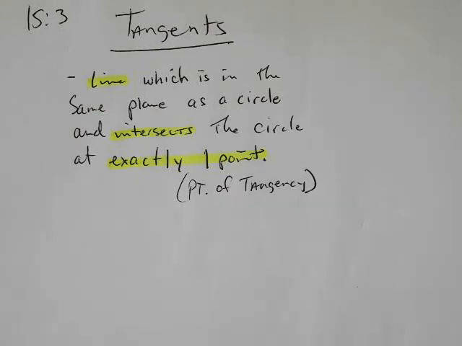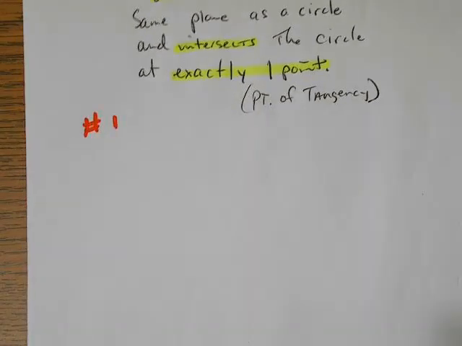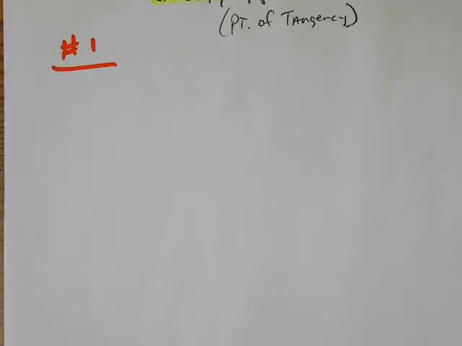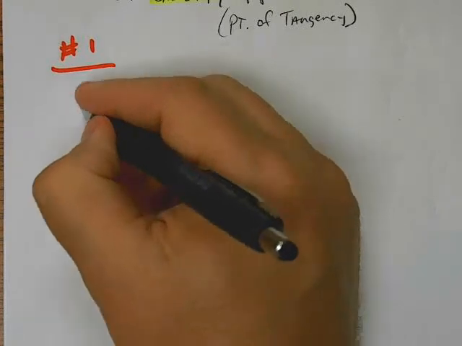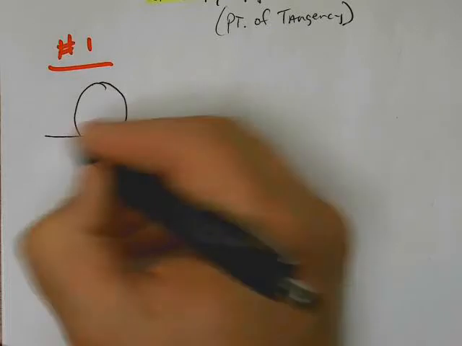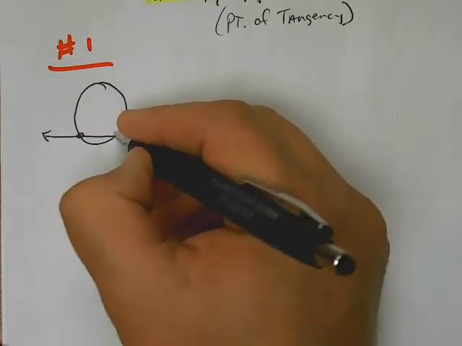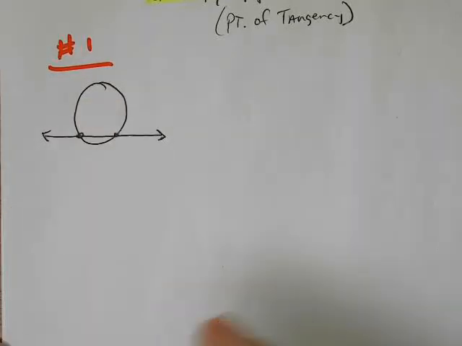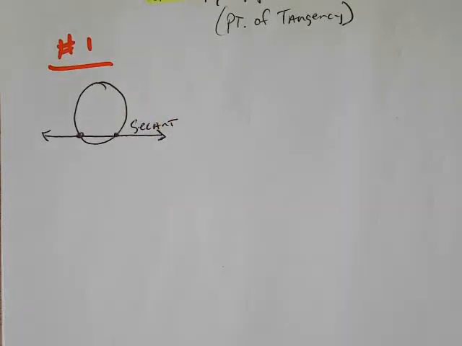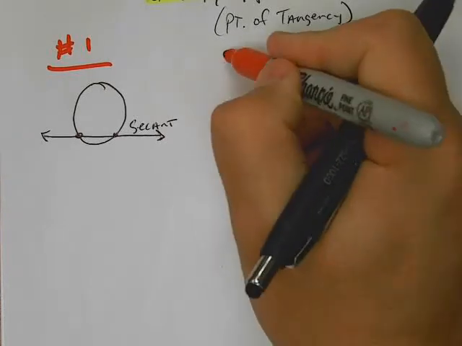All right, let's take a look at three different scenarios for this topic. Scenario number 1, we have a circle and we have a line that actually intersects the circle in two points, like that. When that happens, it is called a secant.